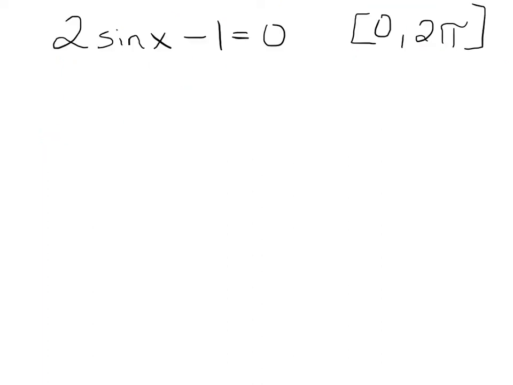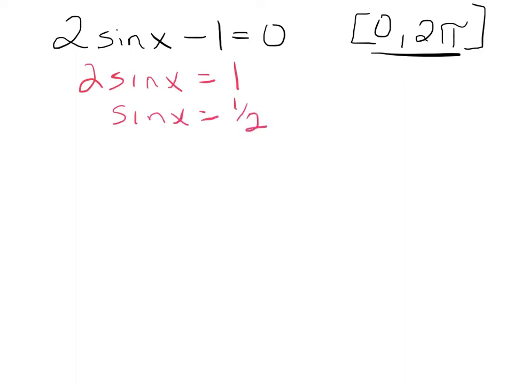First example is the equation 2 sine x minus 1 equals 0. And over here on the right-hand side, we have this restriction that we want our solutions to be between 0 and 2 pi. Okay? So we need to start by isolating the trig function. So we're going to have 2 sine x equals 1, which means that the sine of x is equal to 1/2.